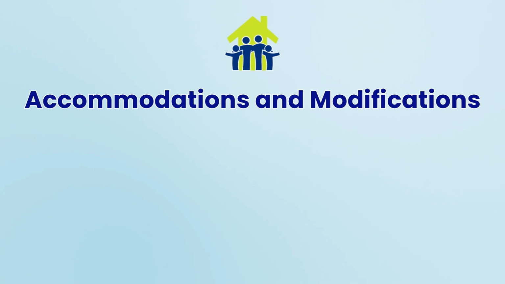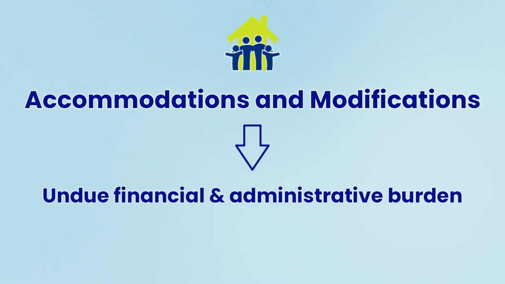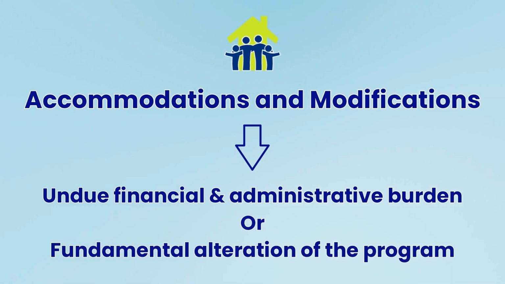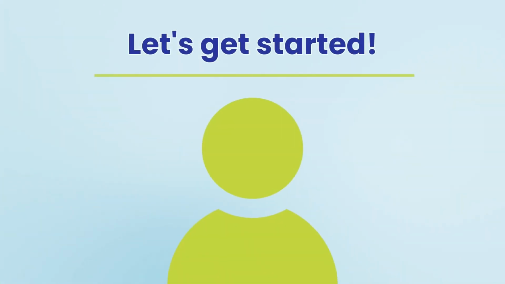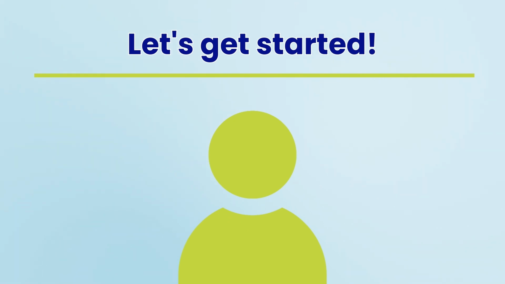The housing provider must provide and pay for reasonable accommodations and modifications, unless these accommodations would result in an undue financial and administrative burden or a fundamental alteration of the program. Once you decide whether you need an accommodation or a modification, it's time to apply. To begin, you will complete the appropriate request form.